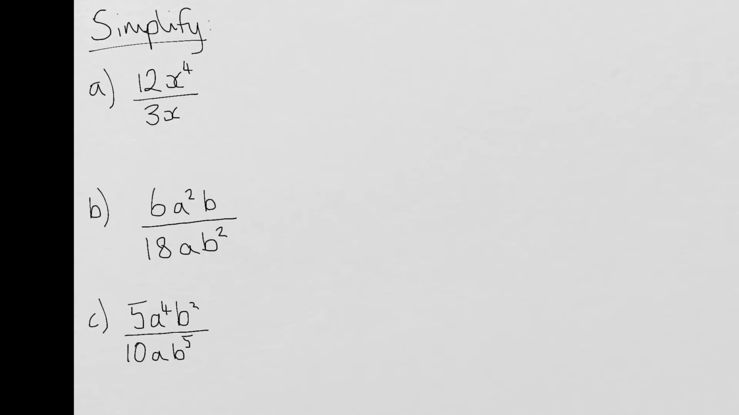So here are some examples of simplifying algebraic fractions. So let's have a look at this first one. I've got 12x to the power of 4. Now that means that I've got 12 times by x multiplied by itself, a grand total of 4 times. That's why we've got x to the power of 4. And in my denominator, I have just got 3x.